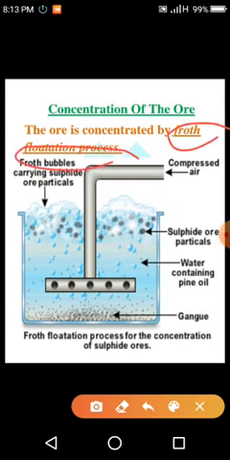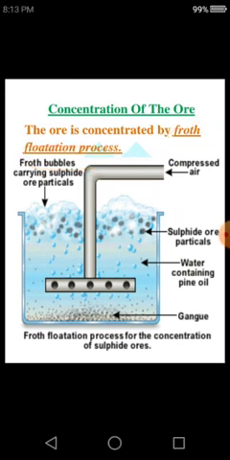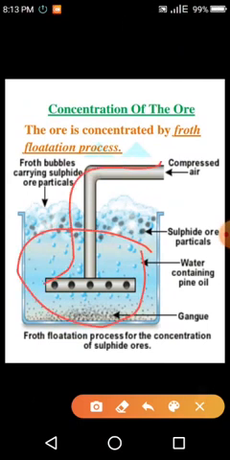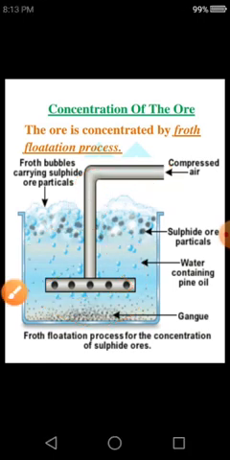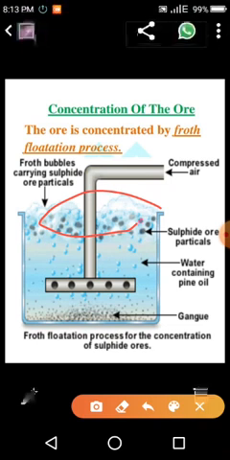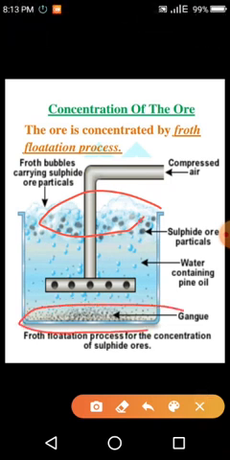In this process, the sulfide ore is crushed and mixed in a liquid that contains pine oil. That is the solution that contains pine oil and our powdered sulfide ore. You can see there is a pipe in this container which is used to blow the air. When the air is blown, all the sulfide ore particles move upward, and the gangue particles or the impurities are left at the bottom.